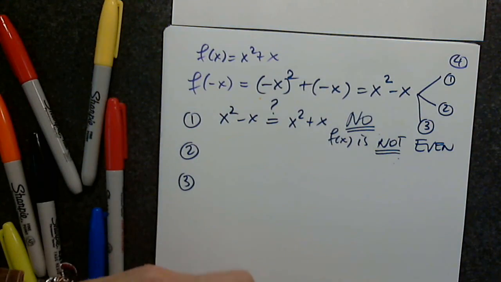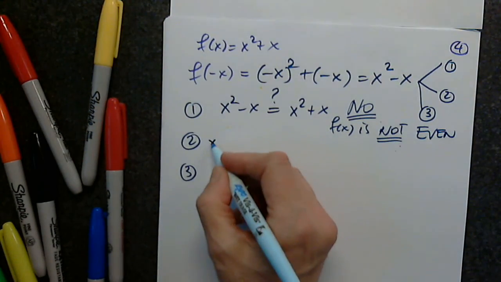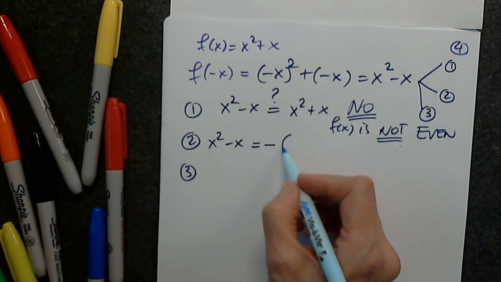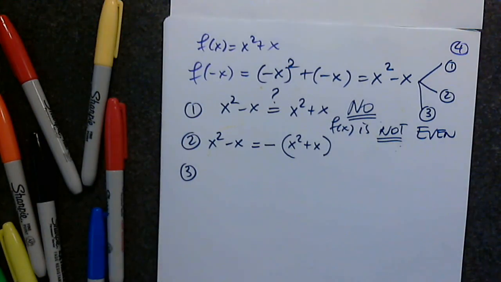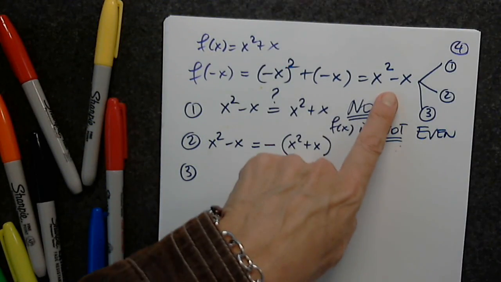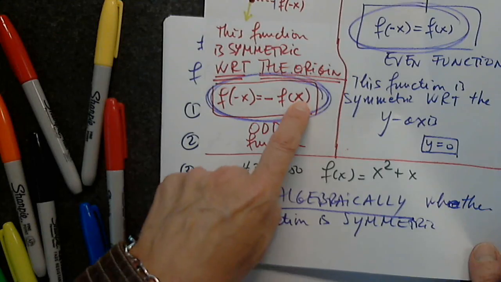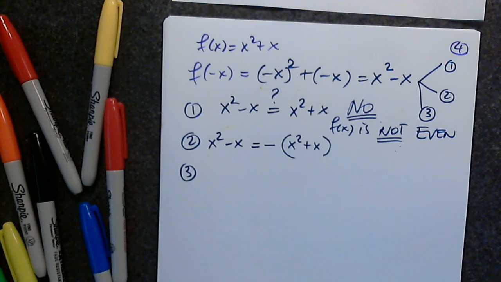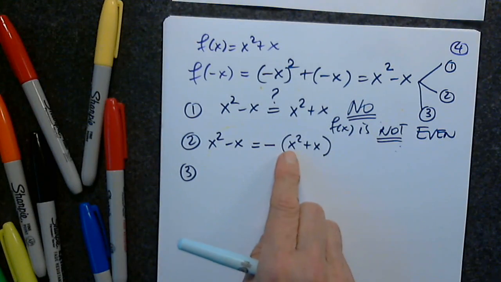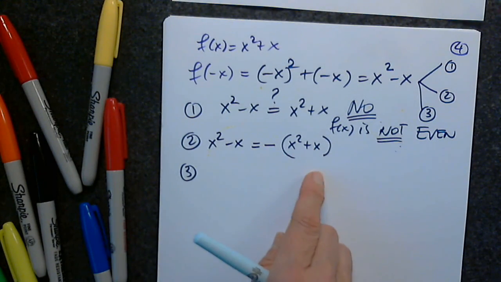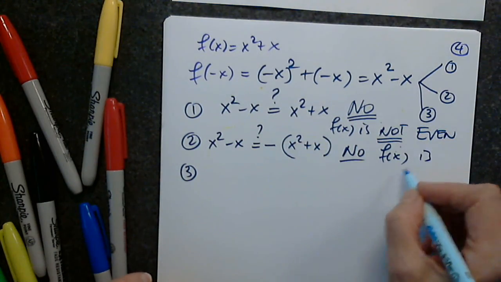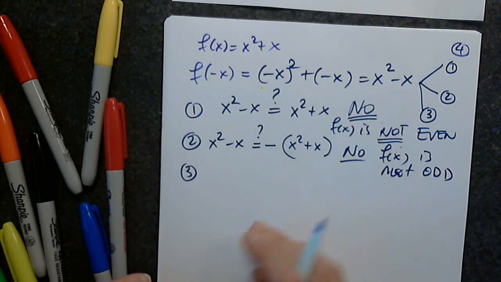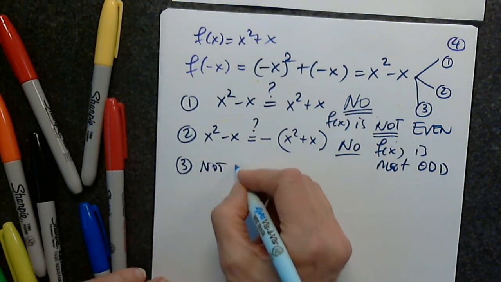Very good. Now here's my next question. Does x squared minus x equal the opposite of the original function? Now I'm testing this property: if f of negative x, which I have determined, equals the opposite of the original function. Does it? So this will be negative x squared and minus x. Are they the same? No. So what do I conclude? That f of x is not odd. And the last question is not symmetric.